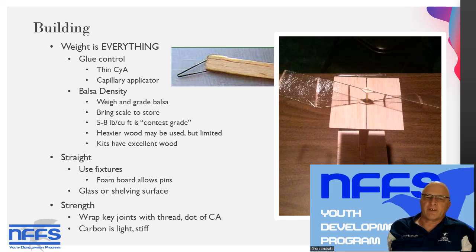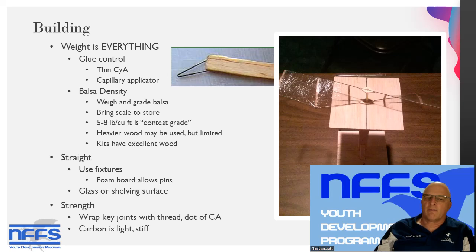All of the kits come with fixtures that you can build on. If you get a foam board, say a 1/2 inch foam board from Hobby Lobby, put some wax paper on that and a pin through the wax paper, through the plans, and onto the board. Sometimes you can glue that foam board to a shelf surface, like a laminated shelf from Home Depot. In some cases, glass can provide a building surface, but you can't pin the glass. But you do need something flat and straight to build on.